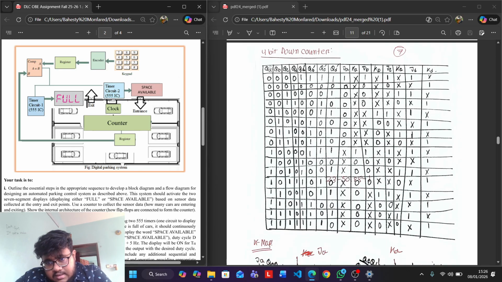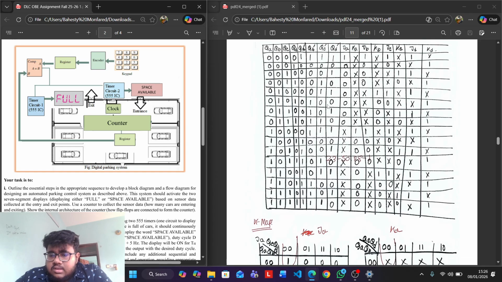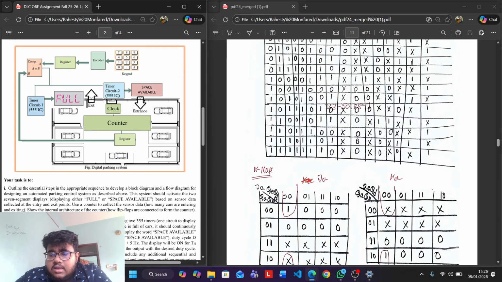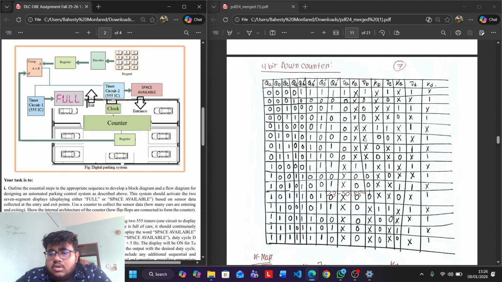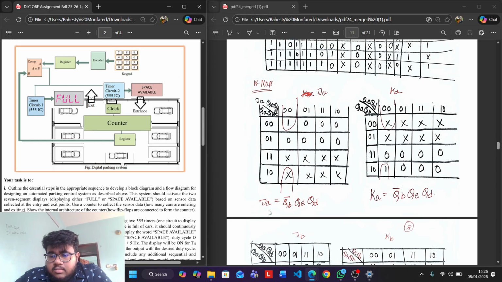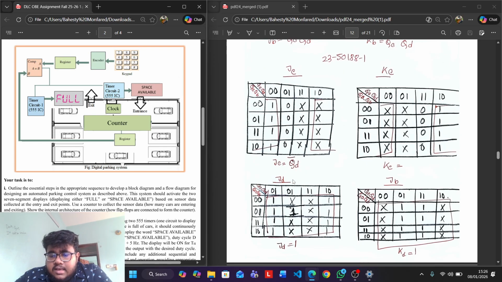Then we have to draw a 4-bit counter. So as a result, this will be QA, QB, QC, QD. Then we will use QA prime, QB prime, QC prime, QD prime, JA, KA, JB, KB, JC, KC, JD, KD. So this is the truth table I plotted. In this truth table, I have also done a K-map to extract the values of JA, KA, JB, KB from it.